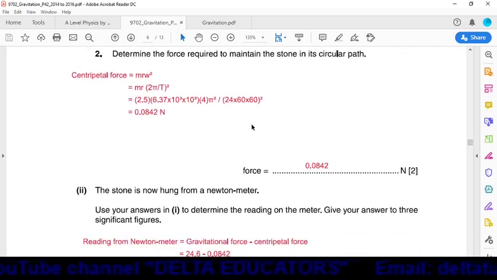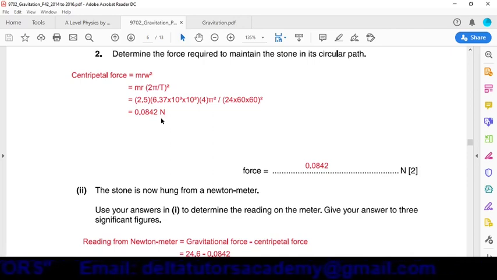Here we can say the time period of the stone is equal to the time period of Earth, because the stone is at the equator, and the time period of Earth is 24 hours. So we have to take 24 hours, but we have to take time in seconds. That's why we multiply 24 by 60 by 60. Now it is T squared, that's why we have taken the square here. By solving this, we get the answer 0.0842 Newton. Centripetal force is a force, and the unit of force is Newton.